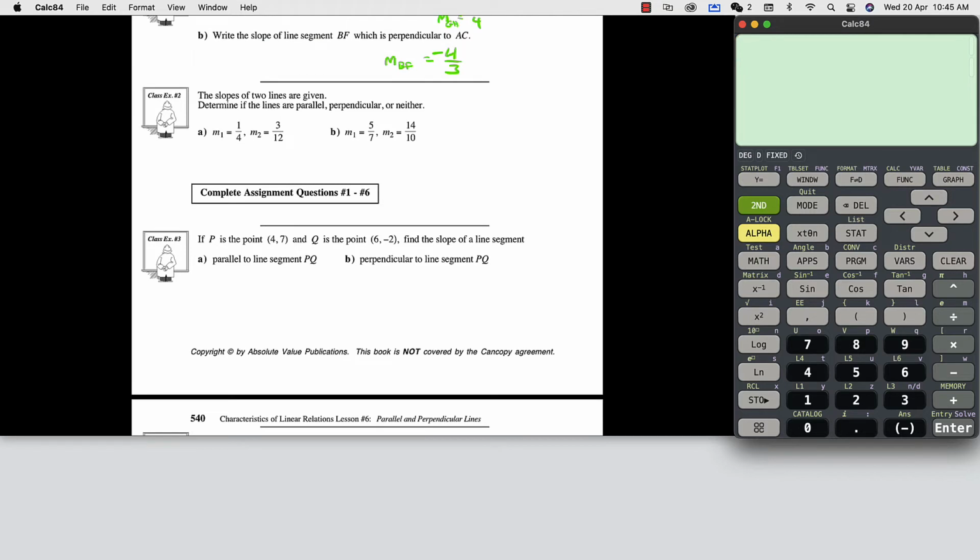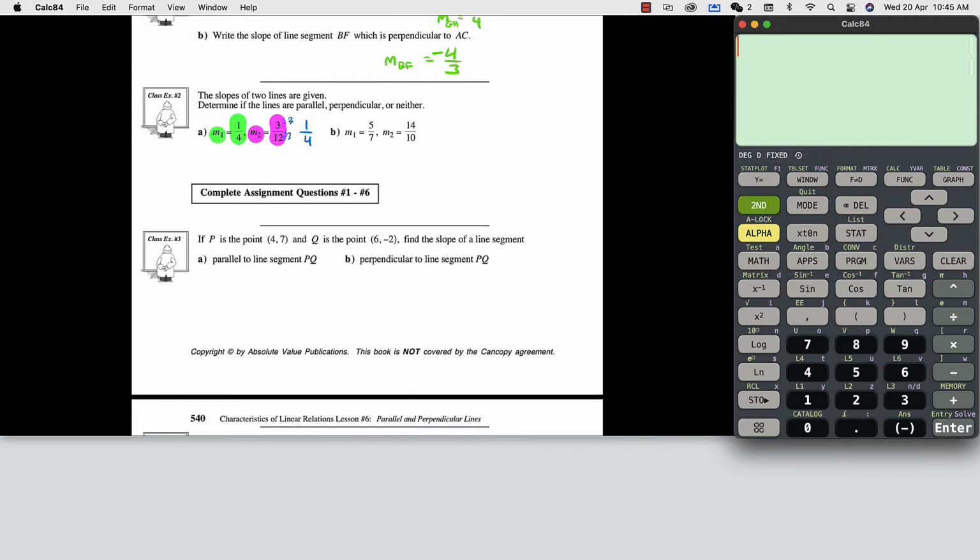Okay, class example 2 is saying we've got two slopes. Determine if they are parallel, perpendicular, or neither. So this should be fairly simple. The only thing, notice that M1 in this case is reduced down as far as you go to 1 over 4, but M2 is not reduced down, because 3 over 12 can be reduced down. I can divide 3 into this, and I can divide 3 into that, giving us 1 over 4.